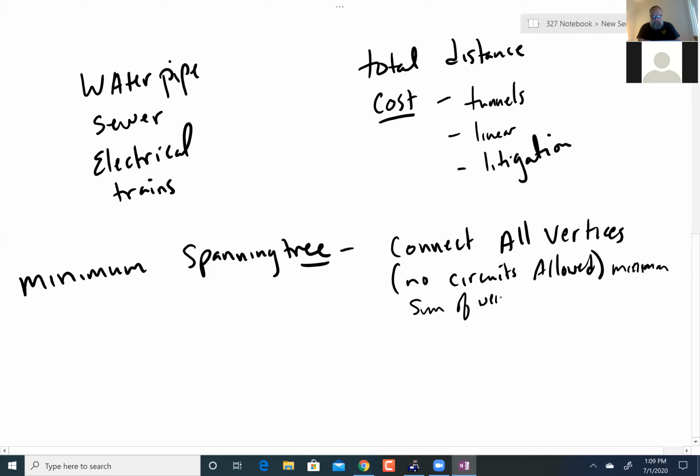Spanning, I should say, spanning tree. Okay, again, a spanning tree connects all of them. Okay, minimum does it for the minimum sum of the weights.